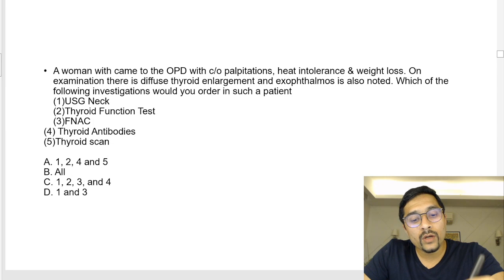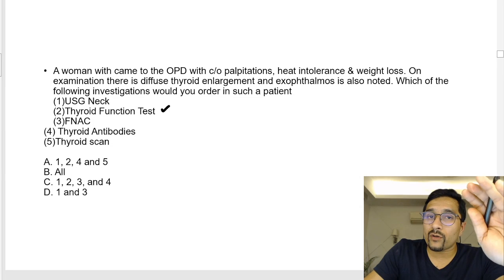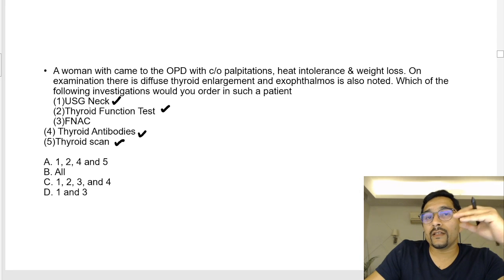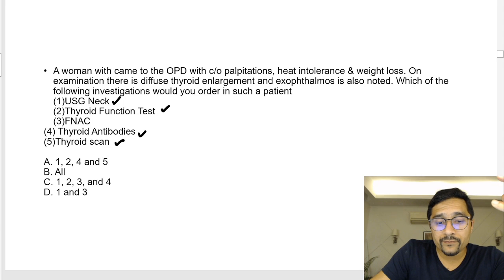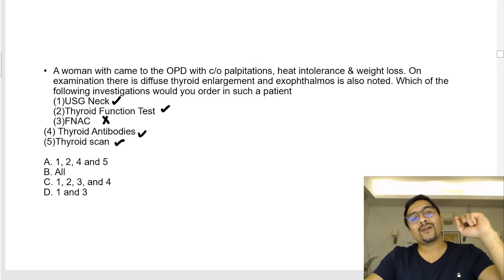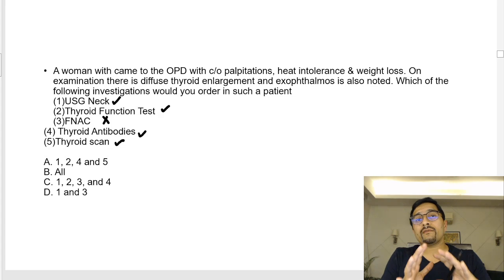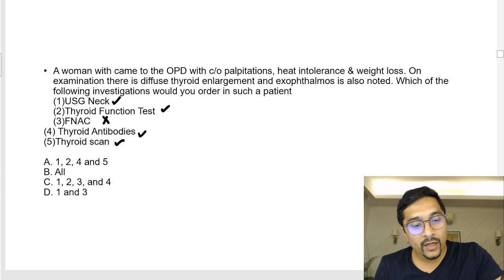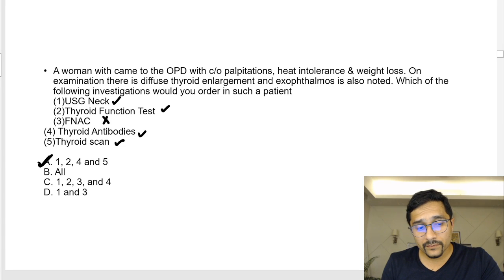What all will we do? First thing which we do is always thyroid function test. We will do ultrasound neck, we will do thyroid scan, and we will do thyroid antibodies. FNAC we usually avoid in a patient who is hyperthyroid till we have done the other investigations, because sometimes FNAC in an untreated patient can trigger a thyroid storm. So 1, 2, 4, 5 will be the correct answer here.